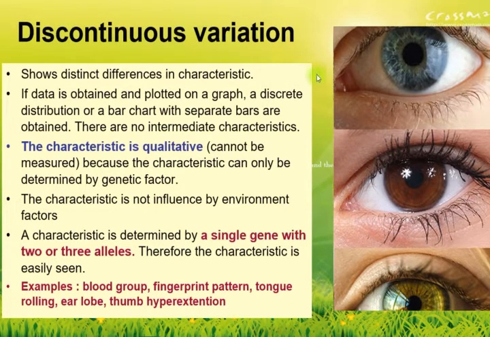As you can see from the diagram here, what can we see from the picture? We can see the difference in the type of iris. So this refers to discontinuous variation.